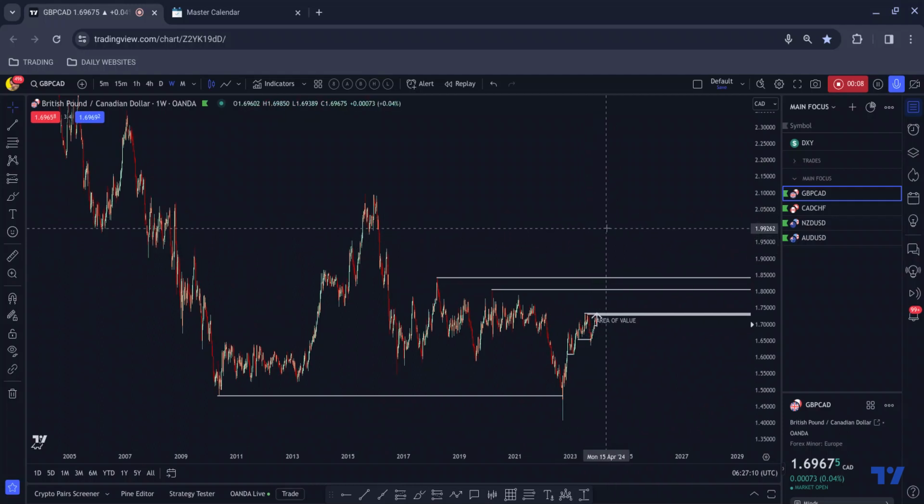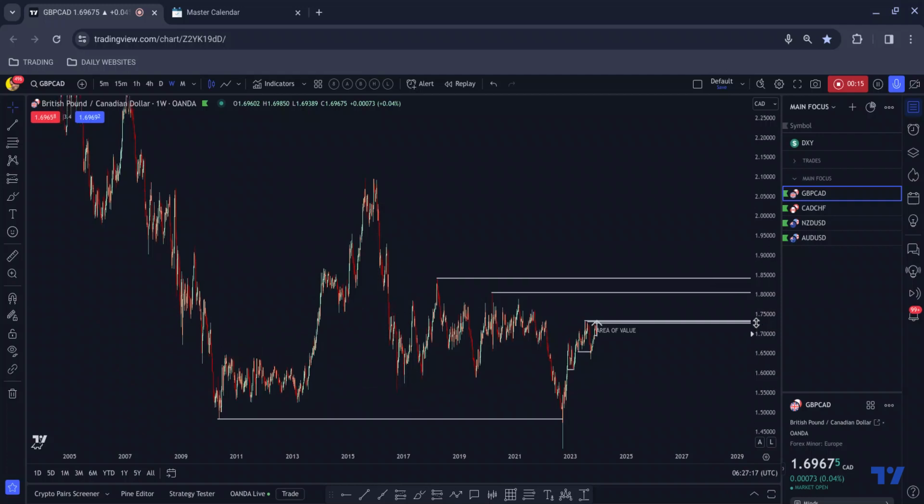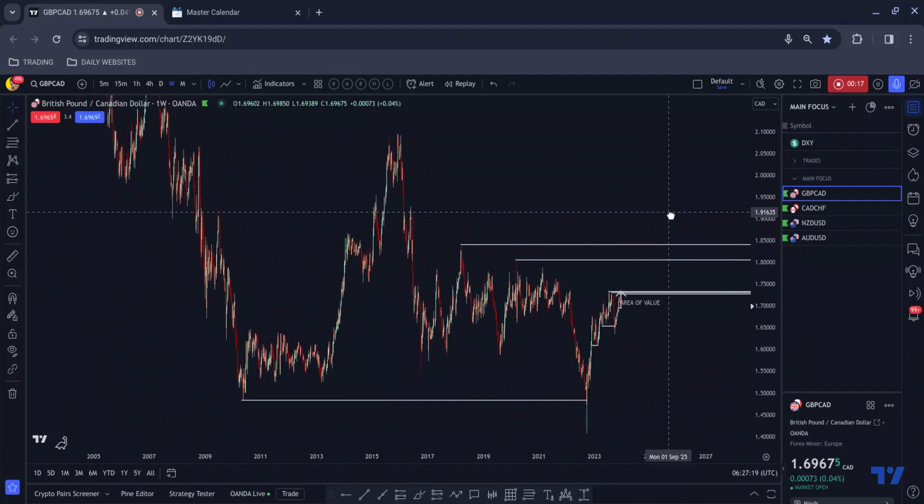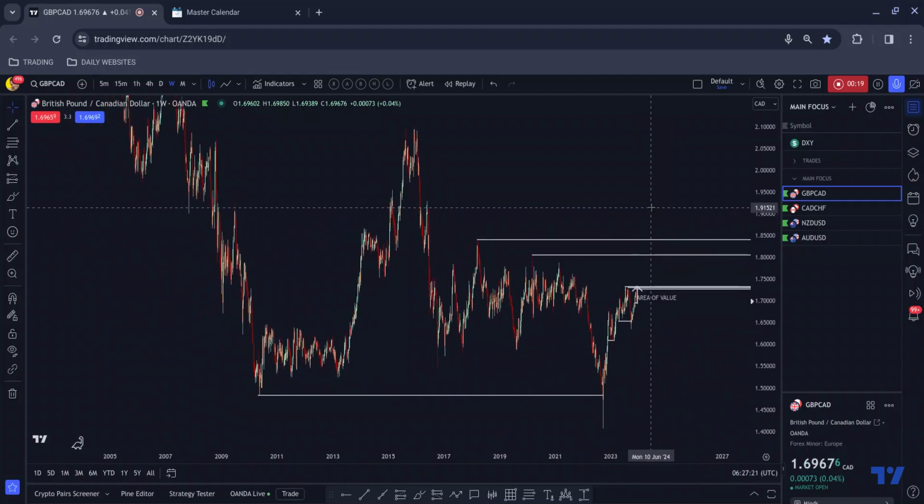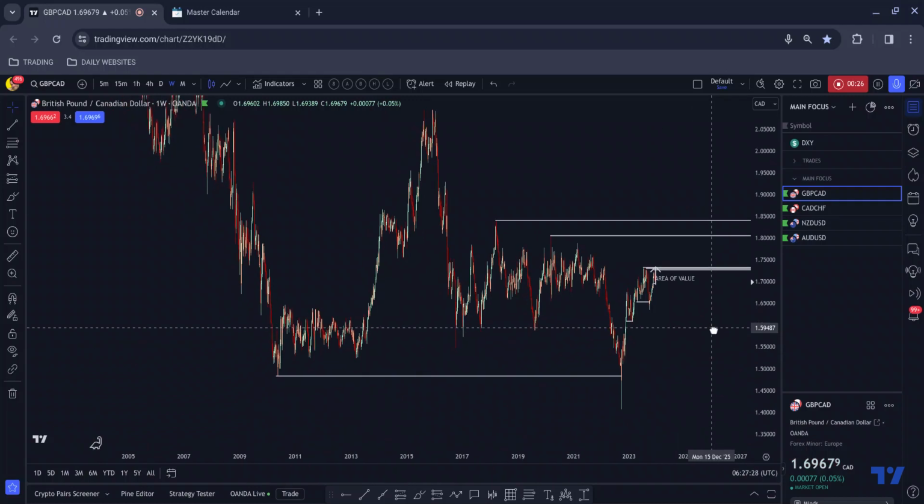I have four pairs on watch today and those are pound CAD, CAD Swiss, Kiwi dollar and Aussie dollar. So as always, I'm going to break them down for you from the higher time frames down to the lower time frames, starting with my favorite of the bunch, which is pound CAD. And the narrative as I see it is as follows.